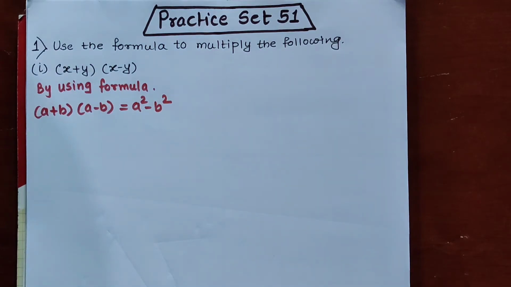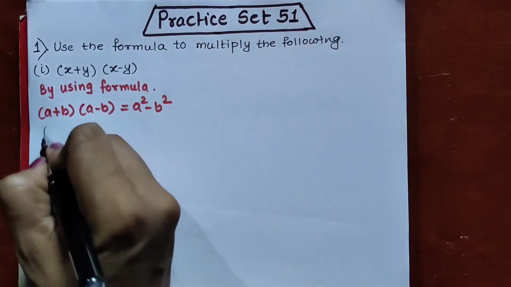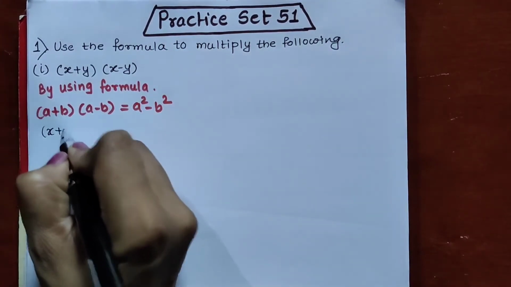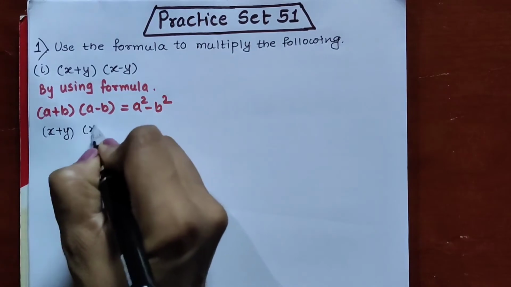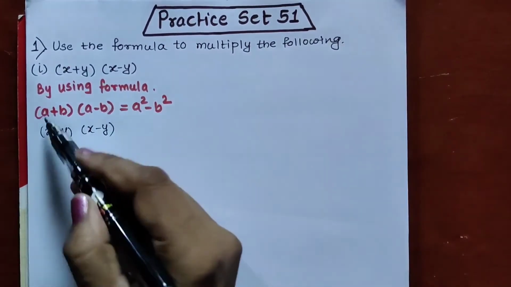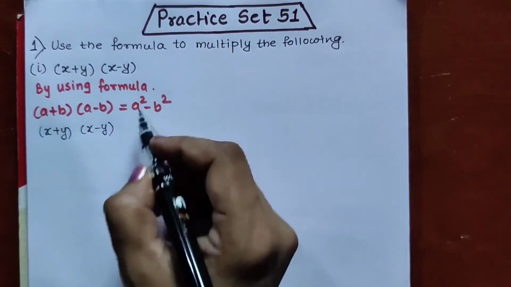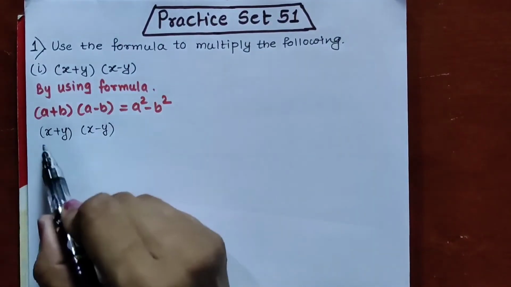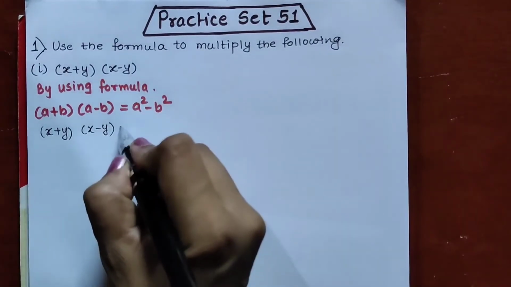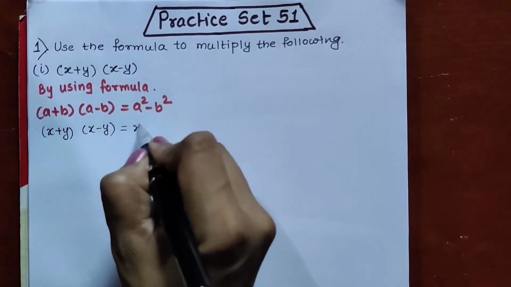Our question is (x + y) and (x - y). So first bracket x plus y is there. Second bracket x minus y is there. Our a is x and our b is y. Is equal to a square minus b square. First term square minus second term square. So first term is x. So x square.